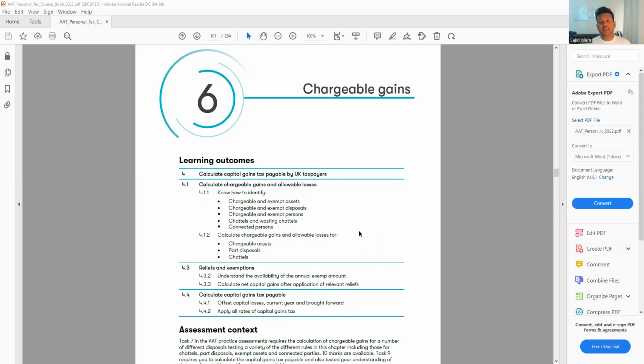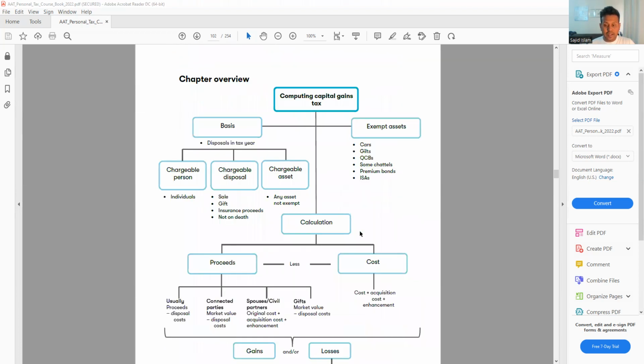There are a few things that we have to remember from this chapter, especially some formulas for the chargeable gains and some calculations of how we do that. It's not a very difficult chapter, but we need a little bit of practice because in the exam we're expecting 15 to 20 marks. So it's quite important for your exam. Let's have a look at the chapter overview, what you have here.